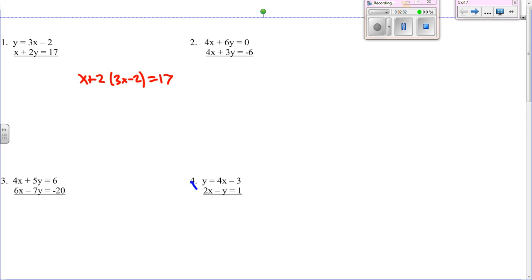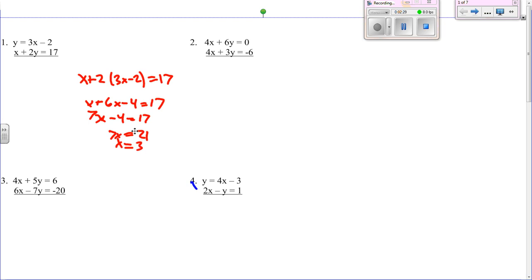2 distributes to 2. That gives you x plus 6x minus 4 equals 17. It gives you 7x minus 4 equals 17. Add the 4 over. 7x equals 21. So x equals 3.